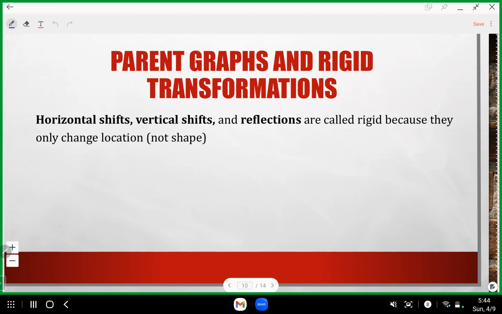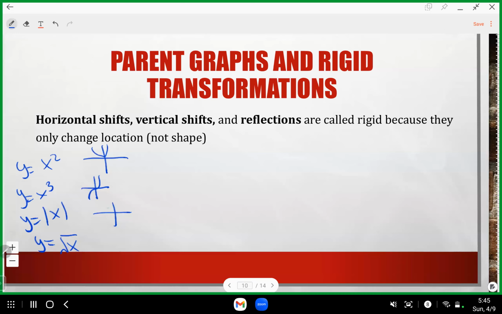The 4 parent graphs we're going to be exposed to today are x squared, x cubed, absolute value of x, and finally square root of x. And I think most of you should know what these look like, right? X squared, like a U, x cubed, like this snake thing, absolute value of x, like a V, and finally square root of x is just this weird thing here.